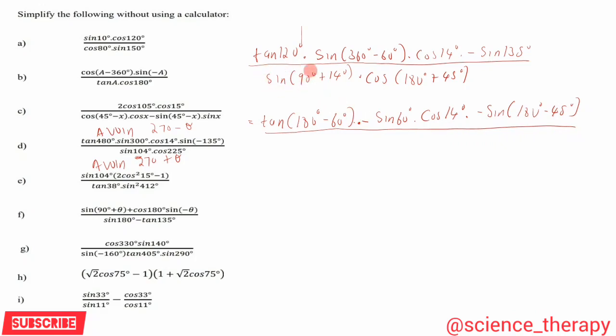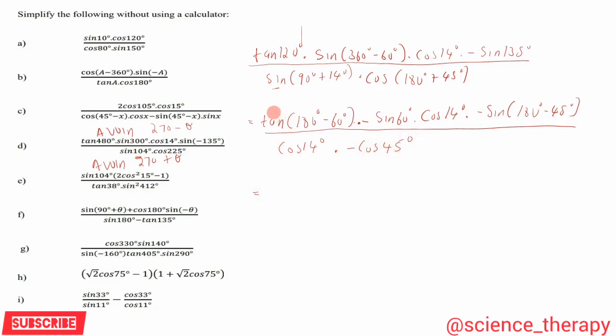Then for this one, we have 90 plus 14. How is sine in the second quadrant? We say sine is positive, so it will change to its cofunction, cos 14 degrees, and positive, right? Because sine in the second quadrant is positive. Then here we have cos 180 plus 45. This is the third quadrant. How is cos in the third quadrant? Negative cos, right? So negative cos 45 degrees.